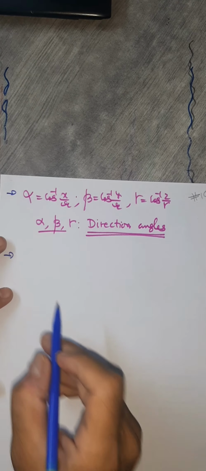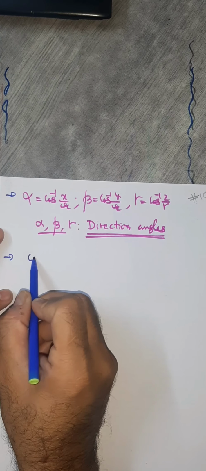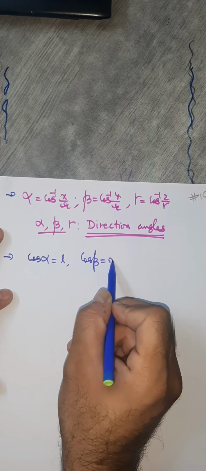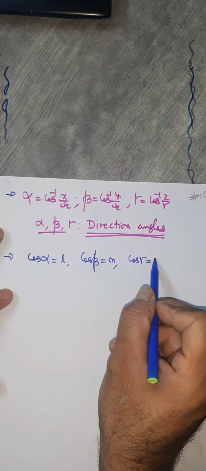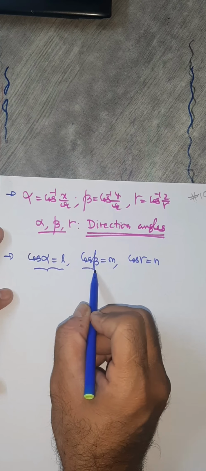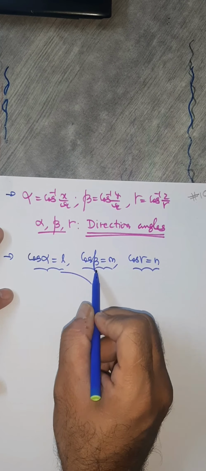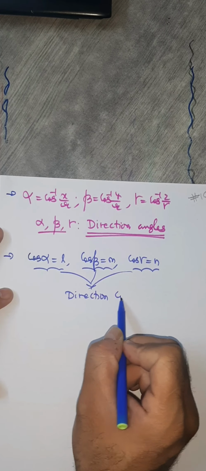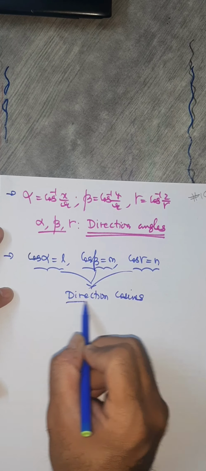Direction cosines. Cos alpha, cos beta and cos gamma are called direction cosines, whereas alpha, beta and gamma are called direction angles. Sometimes cos alpha is denoted by small l, cos beta by m, and cos gamma by n. So l, m and n are nothing but direction cosines, as I told you.